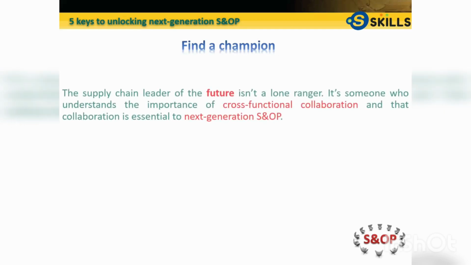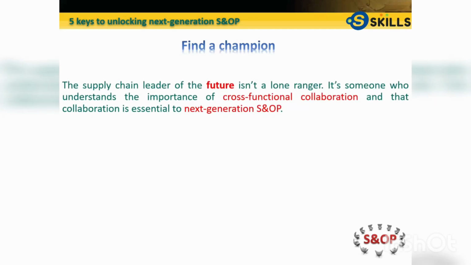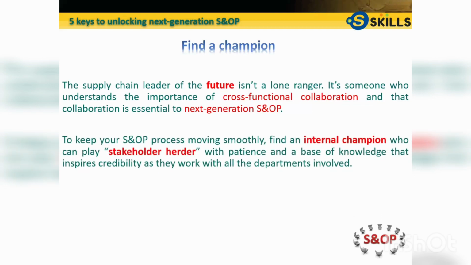Find a champion. The supply chain leader of the future isn't a lone ranger. It's someone who understands the importance of cross-functional collaboration, and that collaboration is essential to next generation S&OP. To keep your S&OP process moving smoothly, find an internal champion who can play stakeholder herder with patience and a base of knowledge that inspires credibility as they work with all the departments involved.